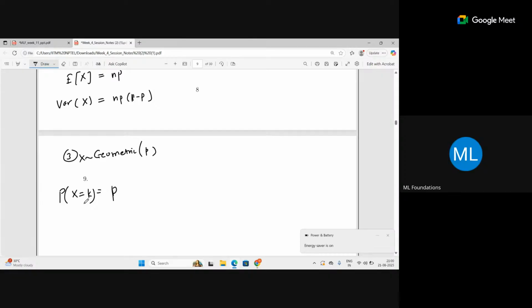What is the probability of getting a first success in the kth trial? Until k minus 1 trials you don't get any success, so it will be (1 minus p) to the power k minus 1, into p. That is my probability mass function of the geometric distribution. Just a minute, I'll just plug in the charger.